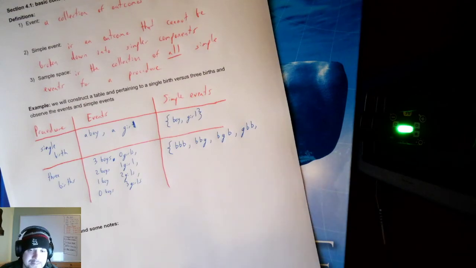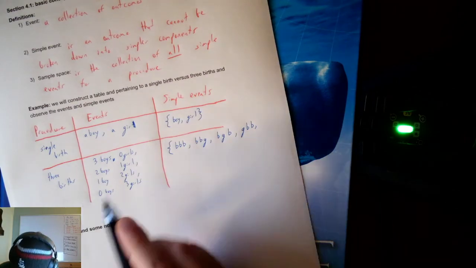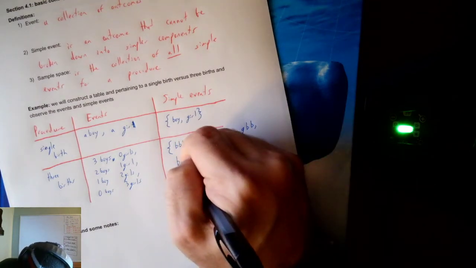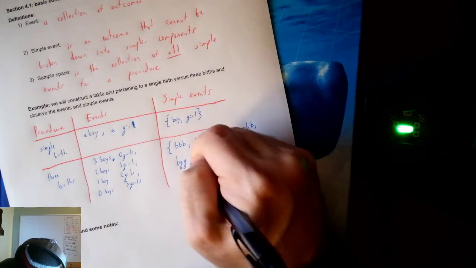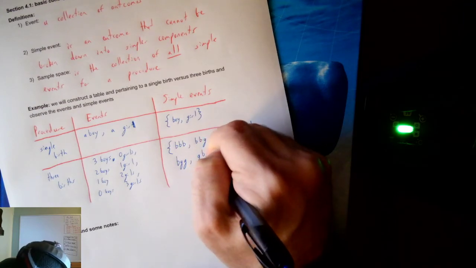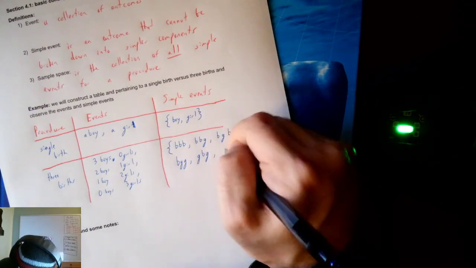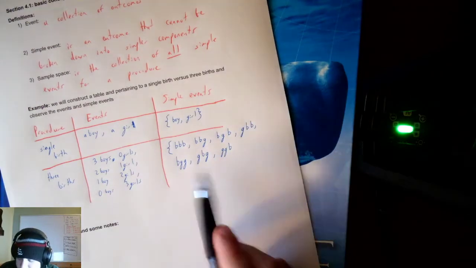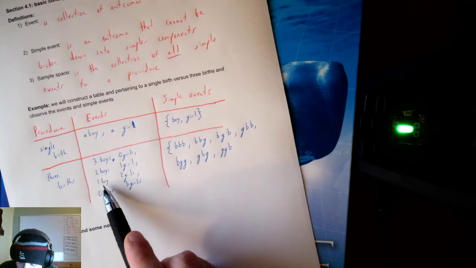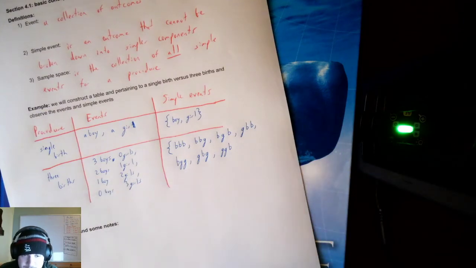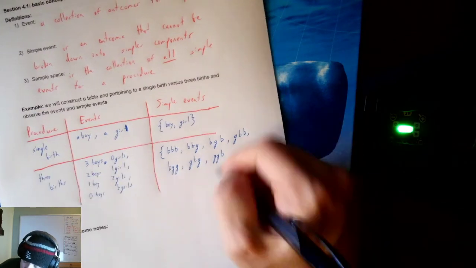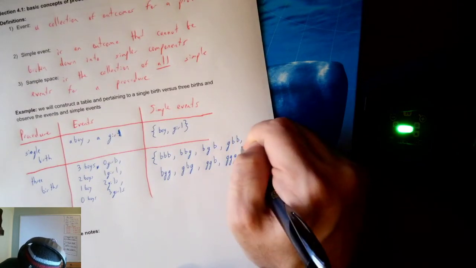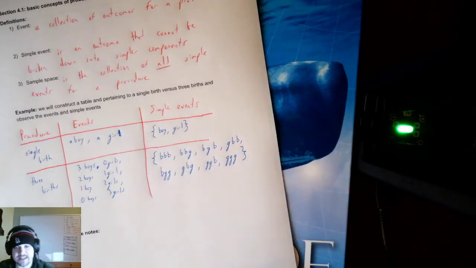There are different ways the simple events can be broken down. Same with the next one, 1 boy and 2 girls. Well, I could have boy, girl, girl, or girl, boy, girl, or girl, girl, boy. All of those are the possible ways to have 1 son and 2 daughters, right? Then my last event, 3 girls, can only happen one way, and that's if I have girl, girl, girl, in that order.